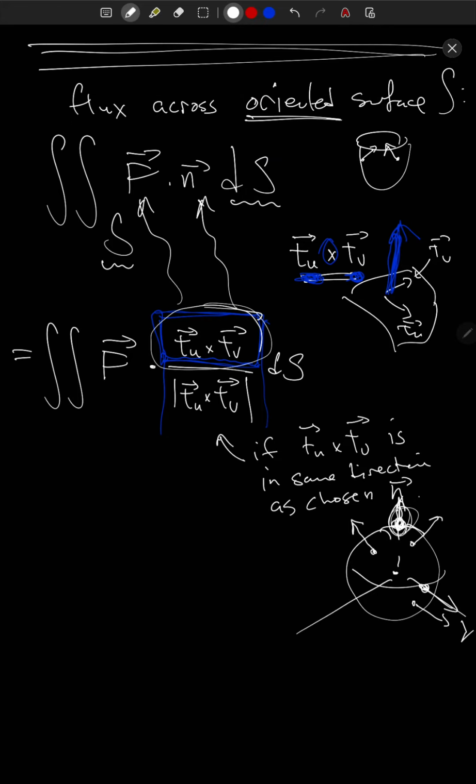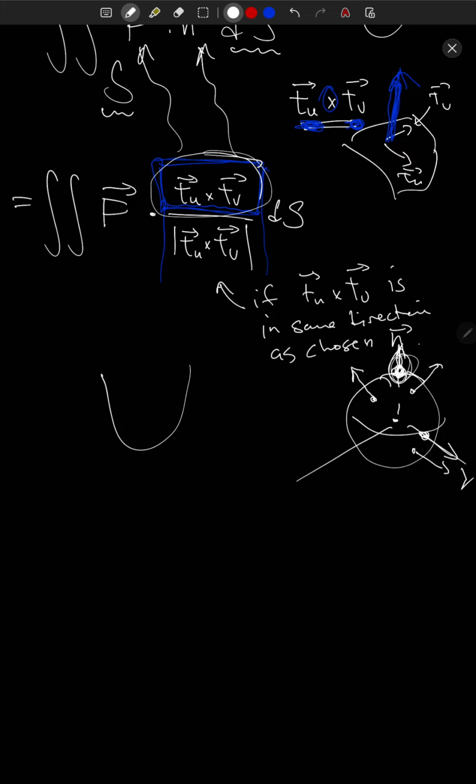Okay. So let me give one more example. So here's an alternate situation. Let's say I'm talking about this paraboloid. But let's say I'm interested in not just the paraboloid, but the paraboloid plus the cap. All right. So now this surface has an inside and outside. So now it makes sense for me to talk about the outward pointing normal.